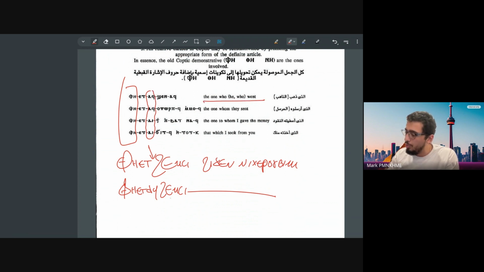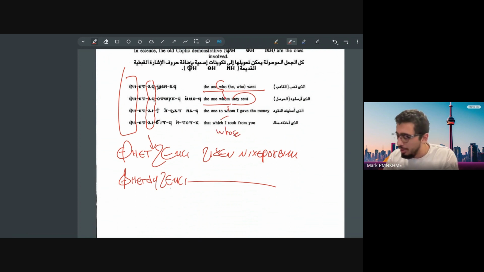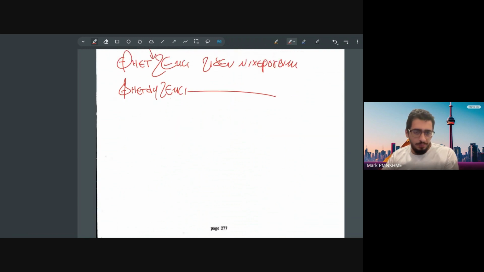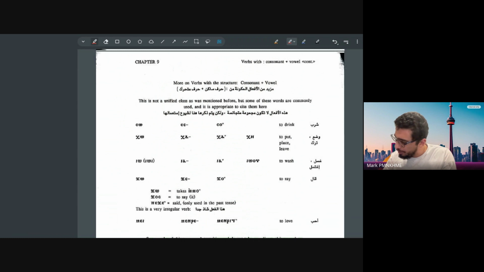So the one who went, the one whom they sent. And you can see here how the same et can mean who, whom, which, and whose still works. That's actually pretty much it for the most part.